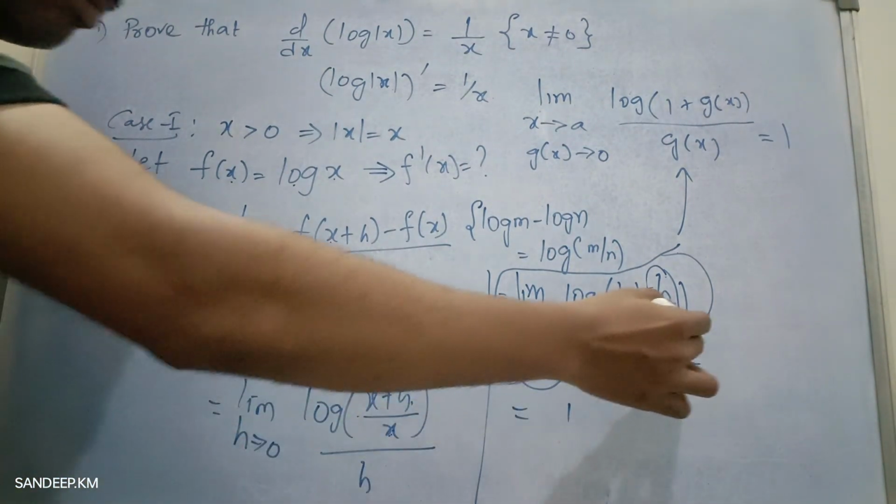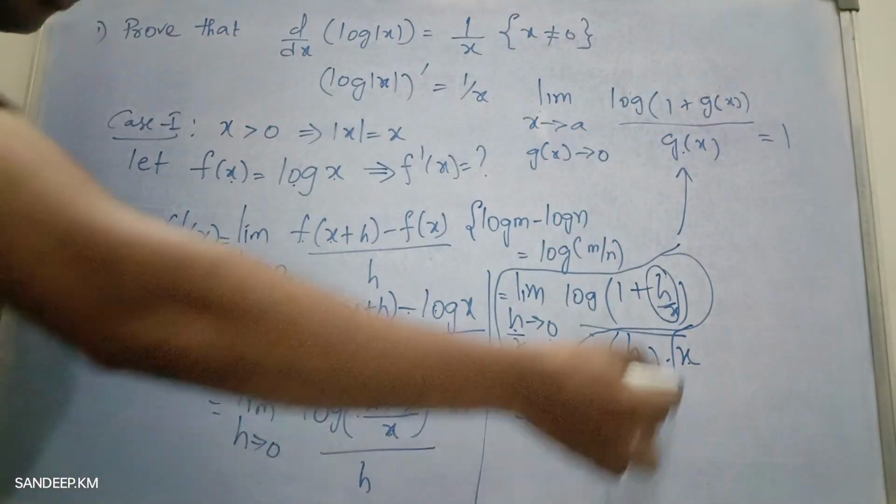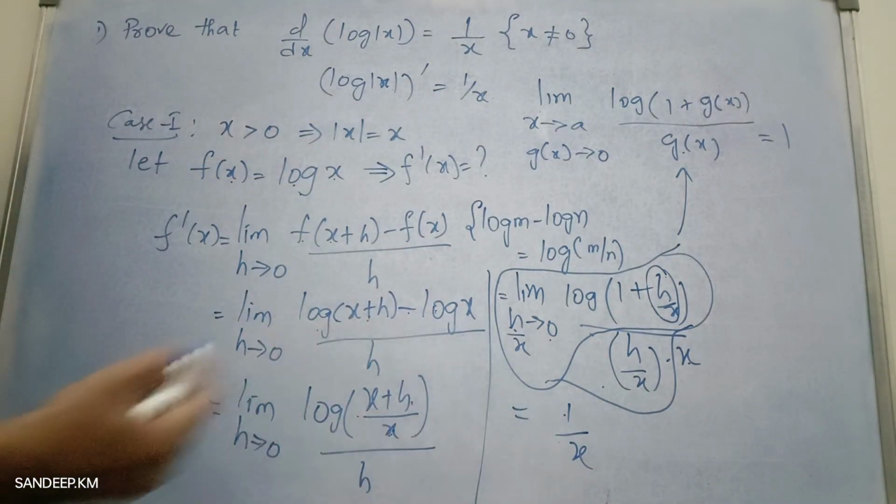And what is remaining? I'm sorry, we should also include this. This is in this form, its value is 1 divided by x. So dear students, we have proved that in case 1, the derivative of log x is 1 by x.